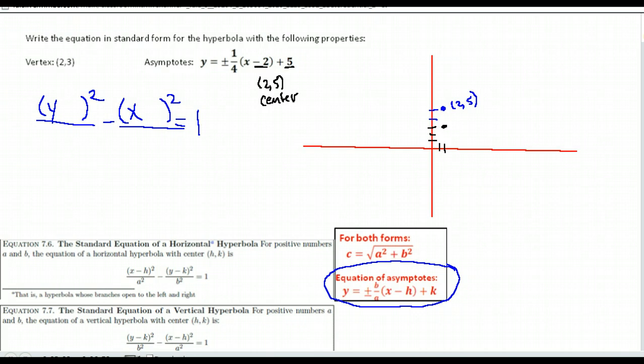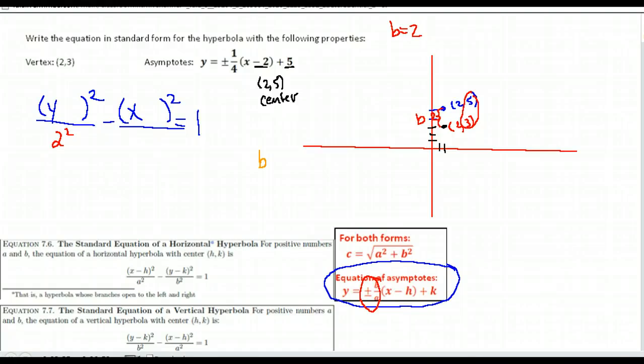Okay? Well, b is the vertical distance from the center to the vertex. So I had a vertex at 2, 3 and a center at 2, 5. So between 5 and 3 here is a distance of 2. So I know that b is 2. So I can go ahead and put that in here. Well, notice for my asymptotes, the slope is always going to be b over a. You may have to reduce it sometimes, but that's what it's going to be equivalent to, b over a.